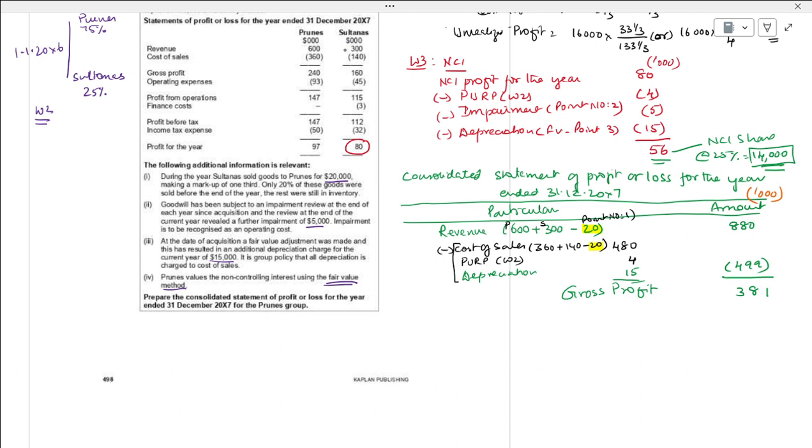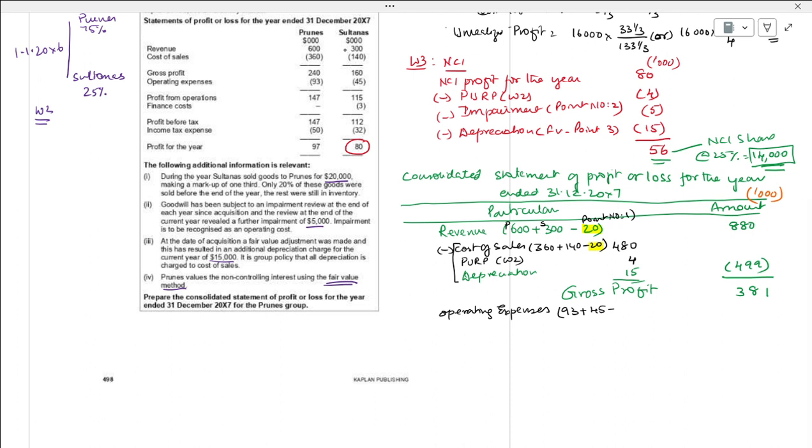This is gross profit. Now, what do we have to take? Operating expenses. How much are the operating expenses? 93 for the parent company and 45 for the subsidiary company.